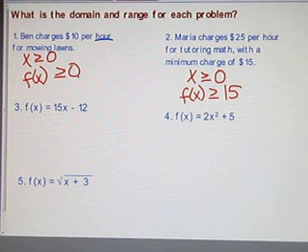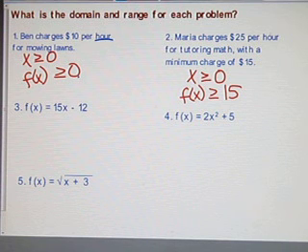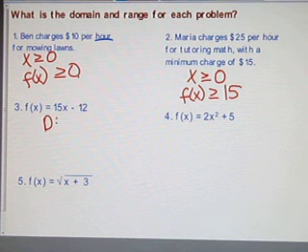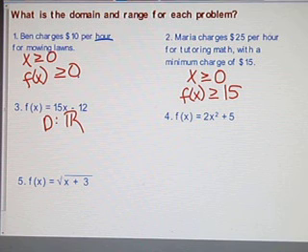Now we have a variable and we have what comes out. 15x minus 2. What are our restrictions? What possible number could we put in there for the x? You know what? Any possible number. So our domain, we would write here as all real numbers. That's what x could be. There's no restrictions.